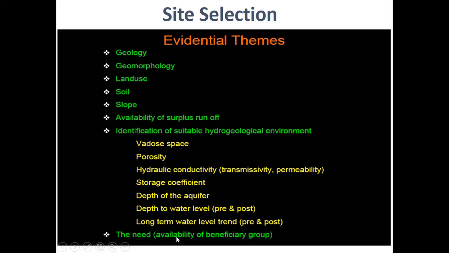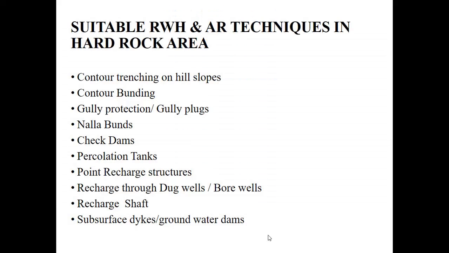The need of that area or site, that is, the availability of a beneficiary group who are there, the type of people residing in that area, and the economy of the people residing in that area. All these themes are evidential themes in site selection for artificial recharge.